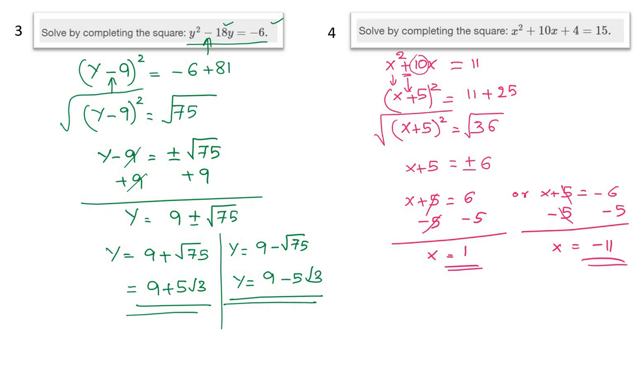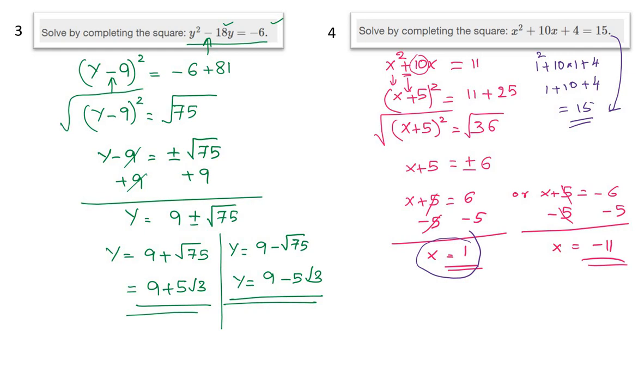Let us check whether it is correct or not. Let us substitute that value of x equal to 1 in this equation. So it becomes 1 square plus 10 times 1 plus 4. So 1 plus 10 plus 4, that is 15, right? So that is this side. So that means it satisfies the given equation, right? So that is a solution.